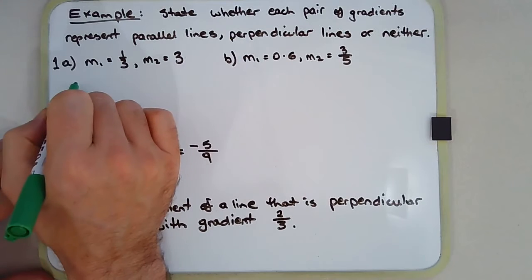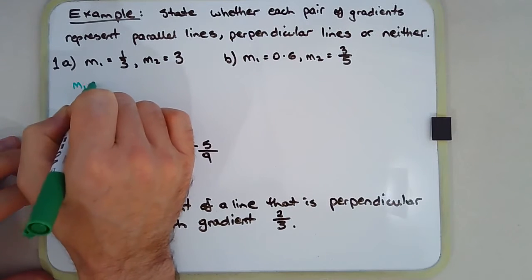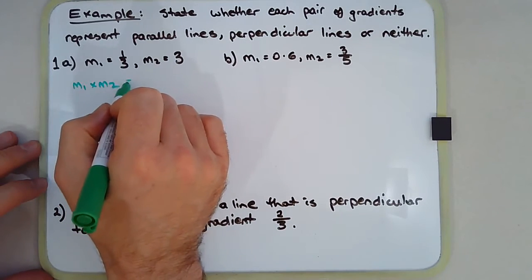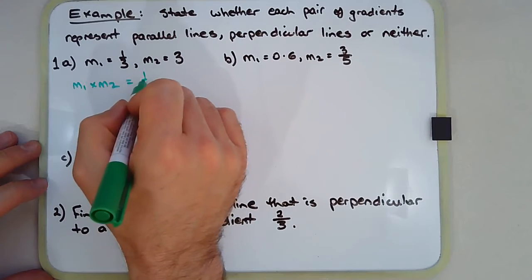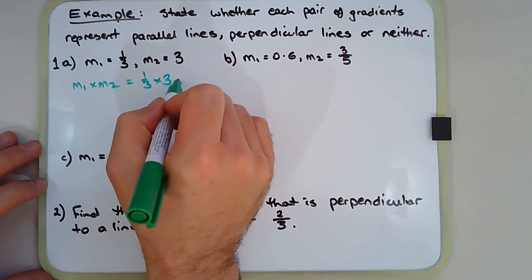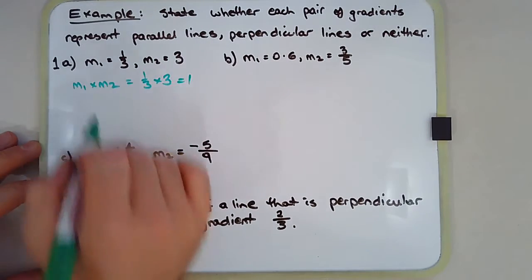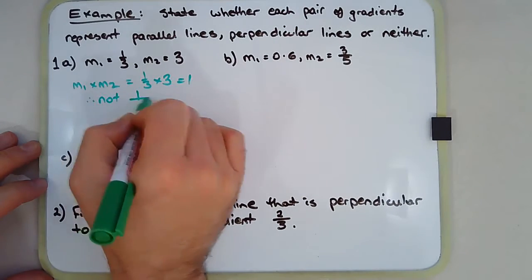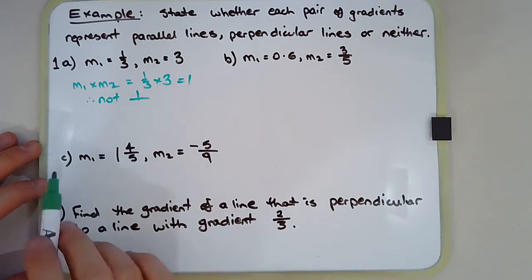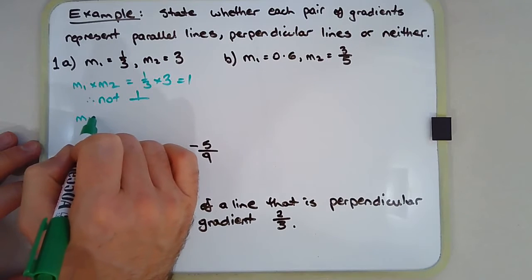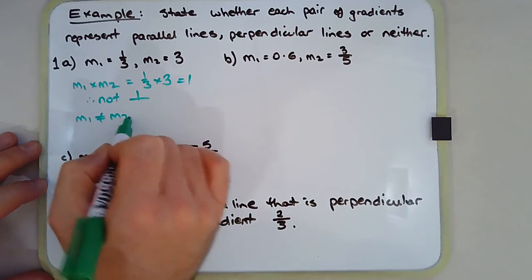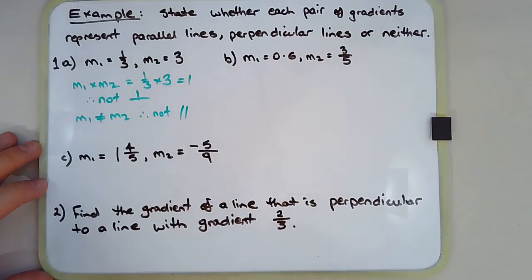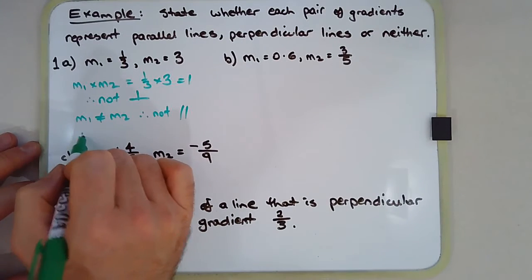So let's multiply the two together. So M1 multiplied by M2 is equal to 1/3 times 3, which equals 1. Therefore, not perpendicular. That's the symbol for perpendicular. Also, M1 does not equal M2, therefore not parallel. So therefore it's neither.